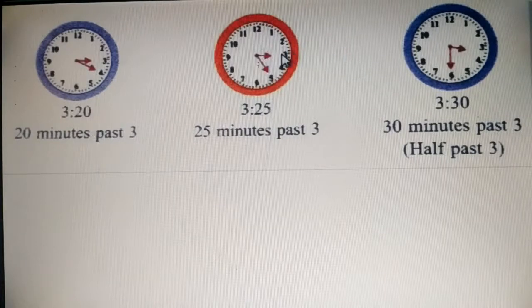In this one, the hour hand is at 3, the minute hand is at 5. 5 5s are 25. You can say 25 minutes past 3. Both times are right, both ways are right. In the exams, in the test, it can be asked to write the time in any way, or it can be asked to write the time in both ways. You can opt if the choice is there.